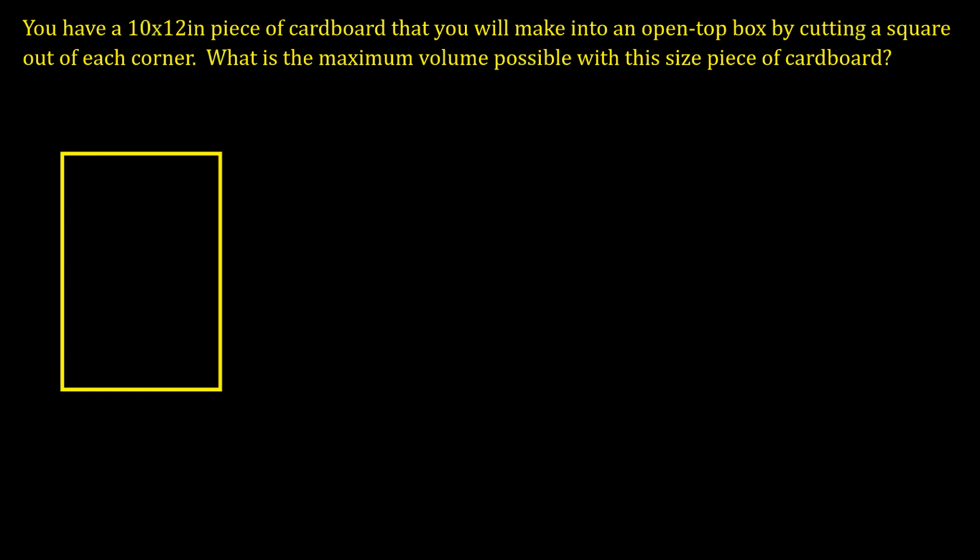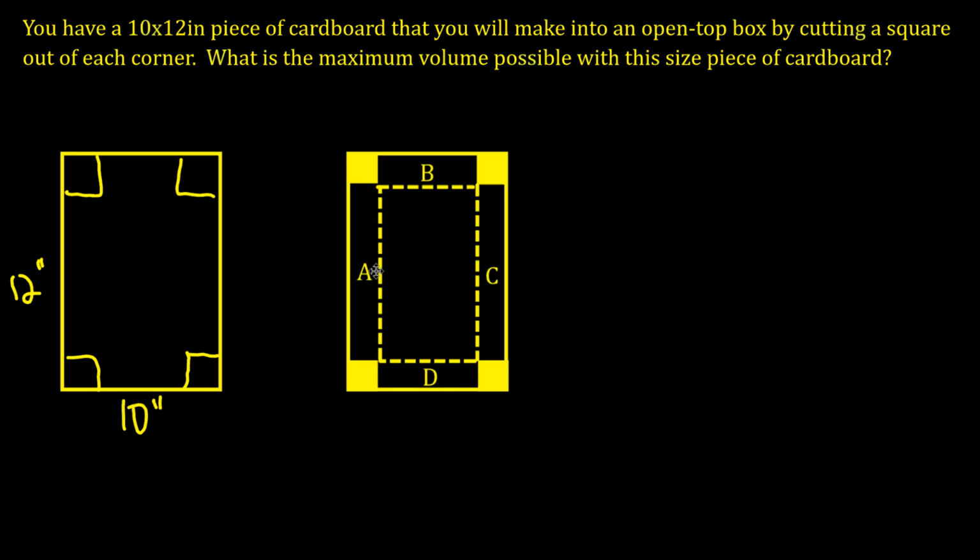So what we're going to be doing, it says we're going to cut a square out of each corner, and it's going to be the same size square. And the original sheet is 10 inches by 12 inches. When we do this, it's going to end up looking something like this. These yellow things in the corner are going to be cut out.